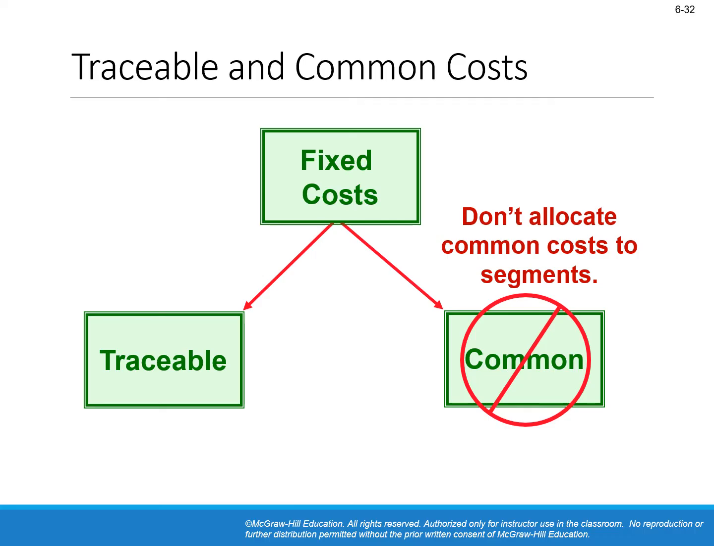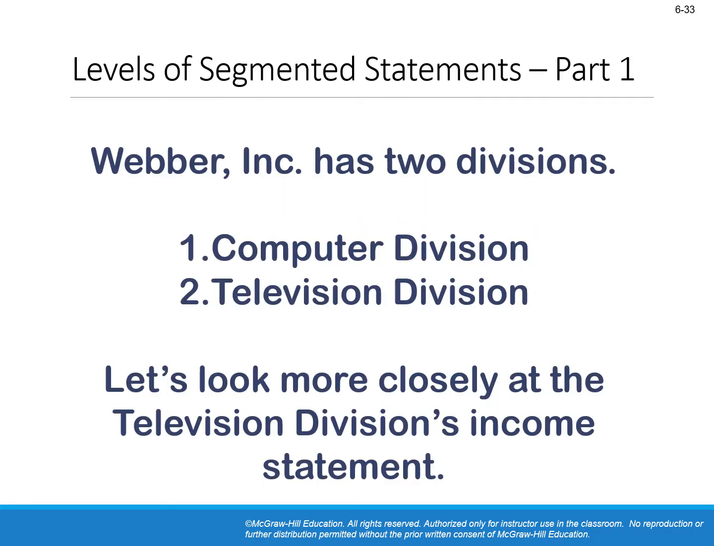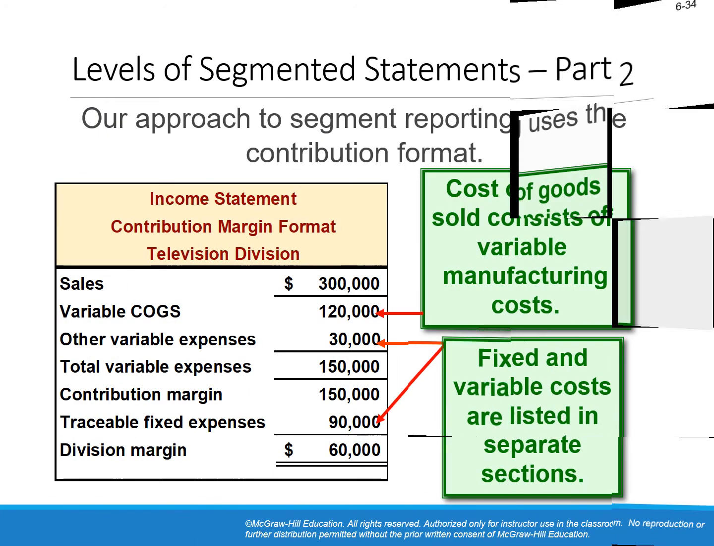Here they are telling us that we should not allocate common costs to segments. So the $6,000 rent cost in my example should not be allocated to laptops nor mobile phones. Now, the example says that Weber Incorporation has two divisions, computer division and television division. Let's look more closely at the television division's income statement.